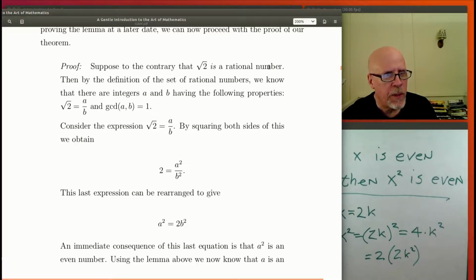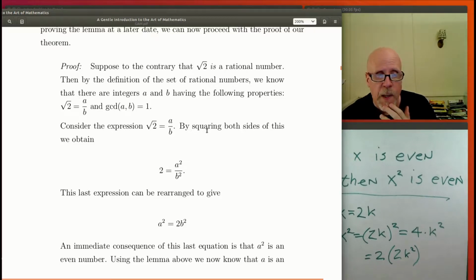Suppose to the contrary that root 2 is a rational number. Then, by the definition of the set of rational numbers, we know that there are integers a and b having the following properties. There's a third property that b is non-zero, but I don't really need that one for this argument, so I've left it out. But root 2 is a over b, and the GCD of a and b is 1. They're relatively prime.